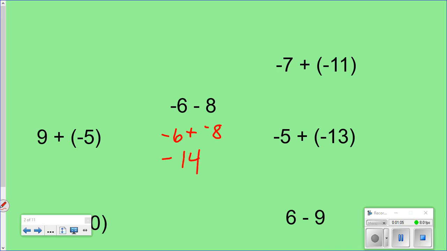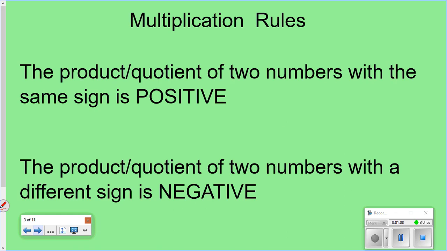Okay? All right, so what we need to do today is talk about our rules. There's actually rules for multiplying integers. Does anybody remember what an integer is, first of all? Negative and positive whole numbers. So we're dealing with all positives and negatives, whole numbers, no fractions, no decimals.